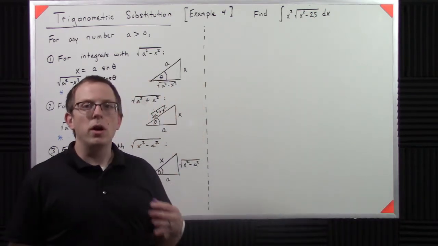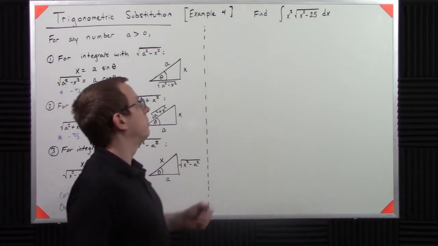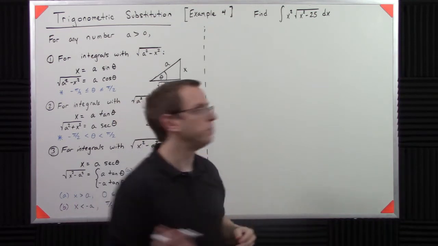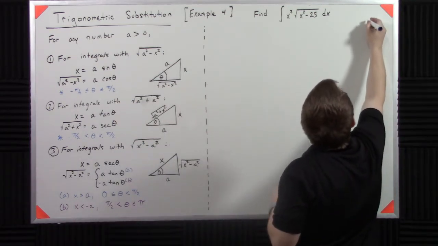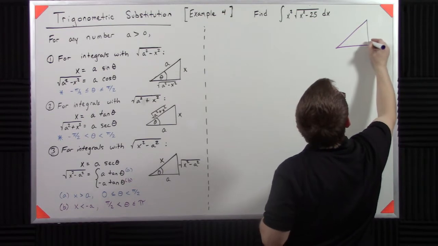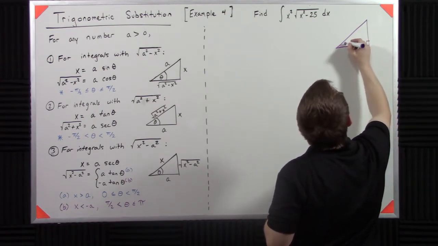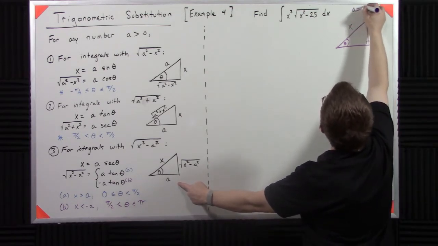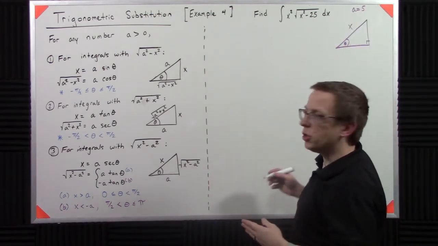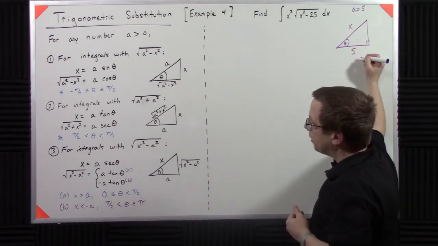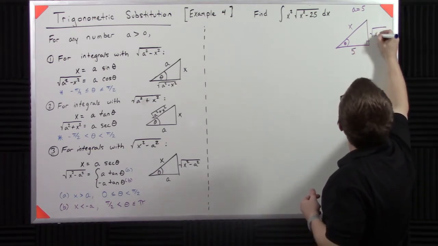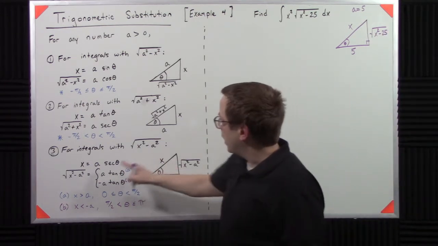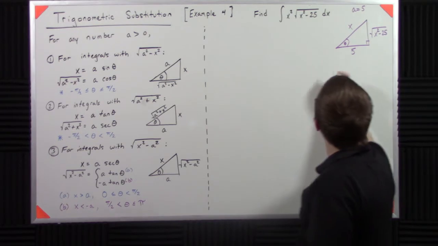So I need to get x squared times the square root of x squared minus 25. So let's draw us a triangle. So I've got x. A is pretty easily understood to be 5 here. And then x squared minus 25. That gives us that x is 5 secant theta.